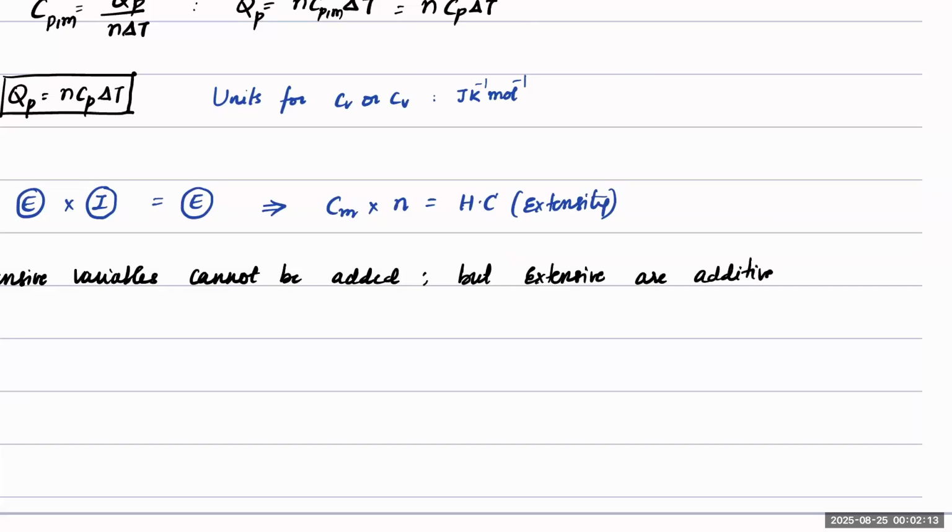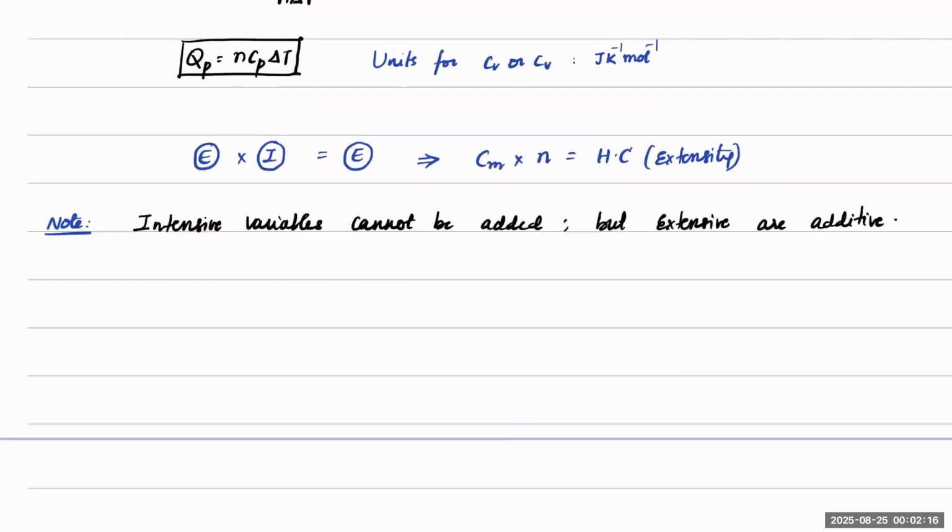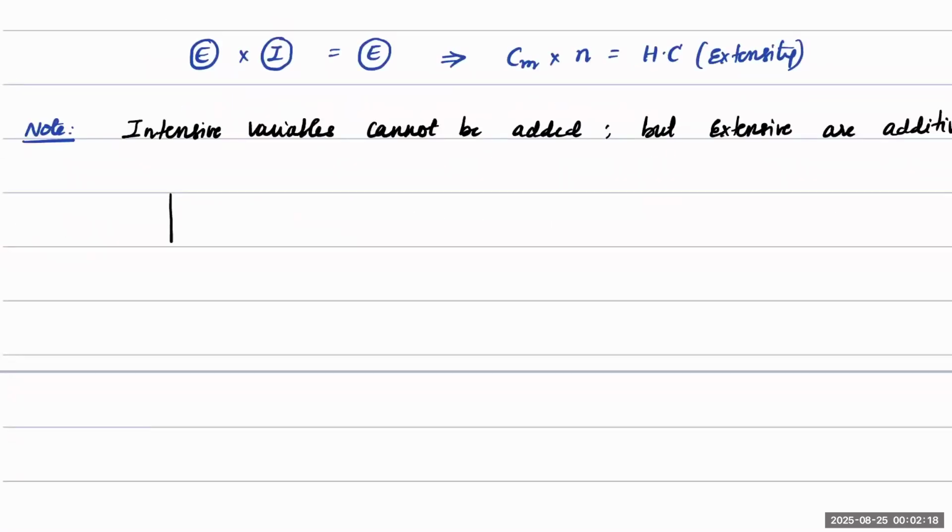Extensive or additive. In simple terms, I can do it this way. For example, I have a compartment here. Left side, I have a pressure P, volume V1, temperature T, number of moles N1. Right side, I have P, V2, T, and N2. Imagine if I remove that compartment, what is the final pressure?